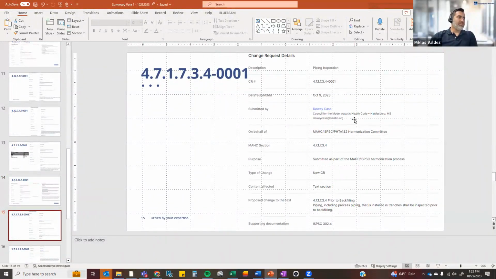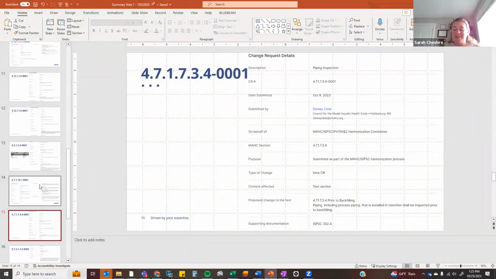4.7.1.7.3.4 is a piping inspection, part of the harmonization process prior to backfilling. So this is part of the construction process. Piping, including process piping that's installed in trenches, shall be inspected prior to backfilling. Hopefully everybody's doing that, because if you don't, it costs a lot of money to go back and redo it, but that needed to be called out, I guess. So I had a quick question on that.